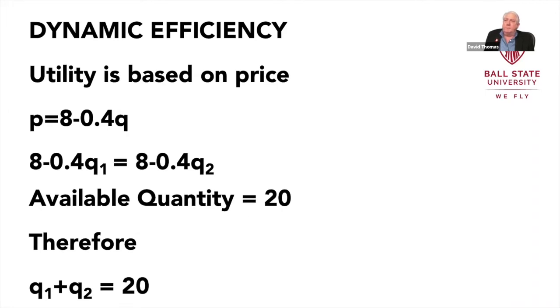Now we have 2 time periods, period 1 and period 2. And we're going to keep it very simple and say that both time periods have the same utility function. So we can then say 8 minus 0.4 Q1, that's time period 1, is equal to 8 minus 0.4 Q2, which is time period 2. Now remember that the available quantity that we have to share is 20. Therefore, if we consume all 20 units across the 2 time periods, Q1 plus Q2 equals 20.